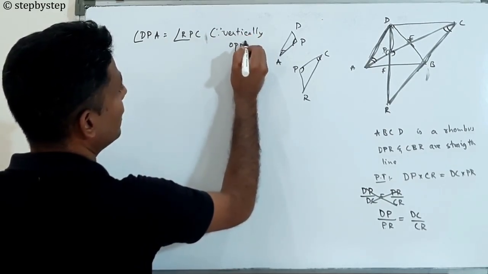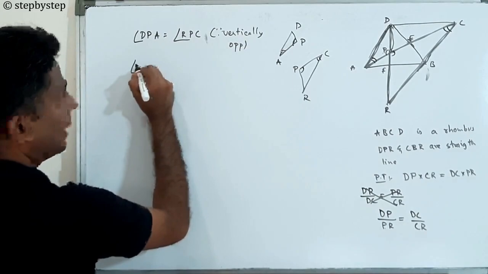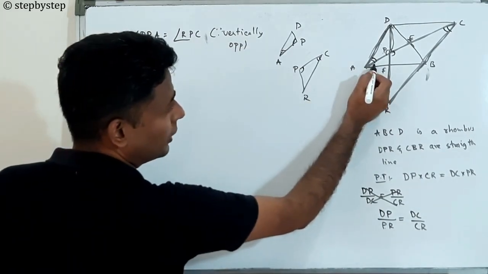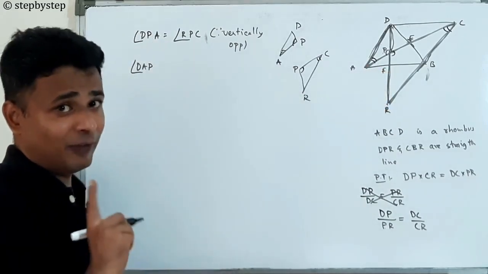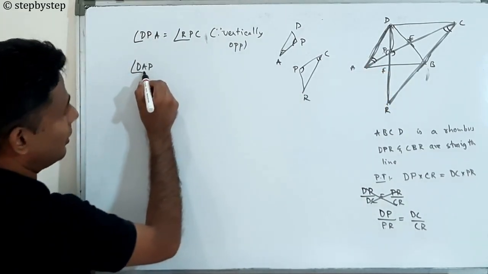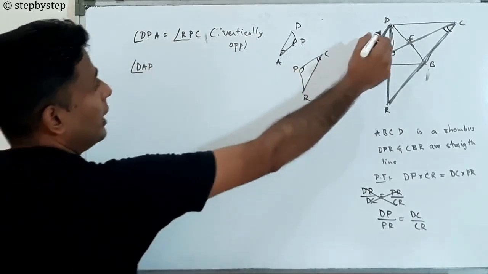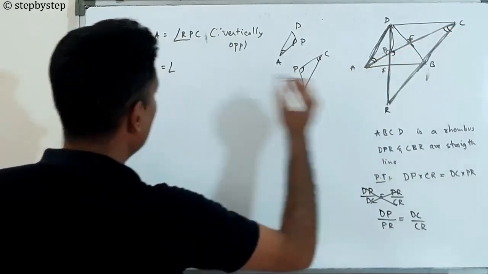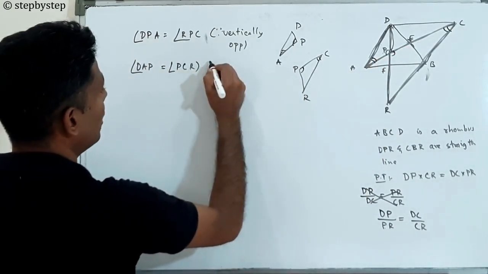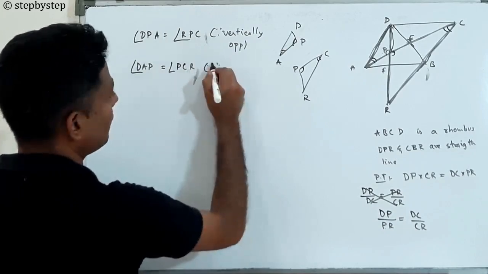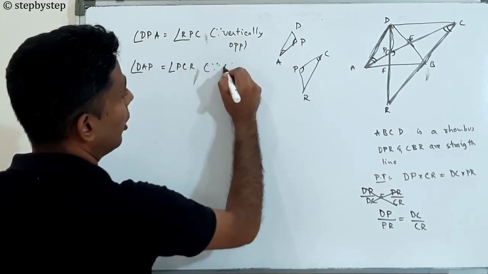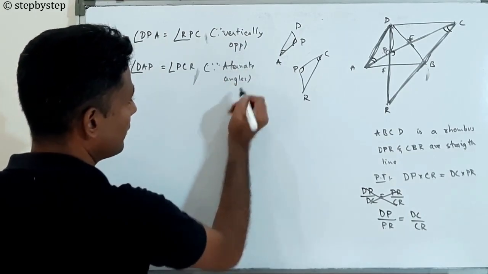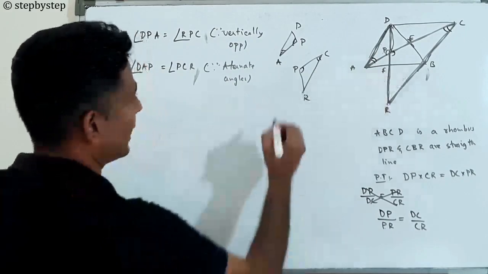And also we get angle DAP. You cannot write angle A here because angle A is the whole thing, whereas we are only taking part of it. Whenever you are taking part of an angle, you have to mention the angle clearly. So DAP equal to angle PCR. What is the reason? Because alternate angles. So these two are alternate angles, right?